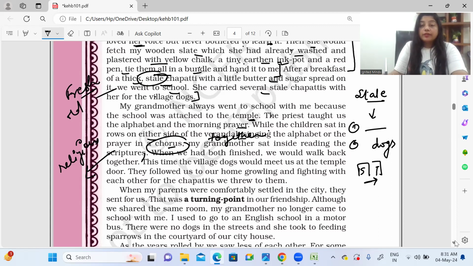And there is one very important difference that I want to tell you between an alphabet and a letter. A is a single letter. This is a single letter B. We don't call them alphabets.